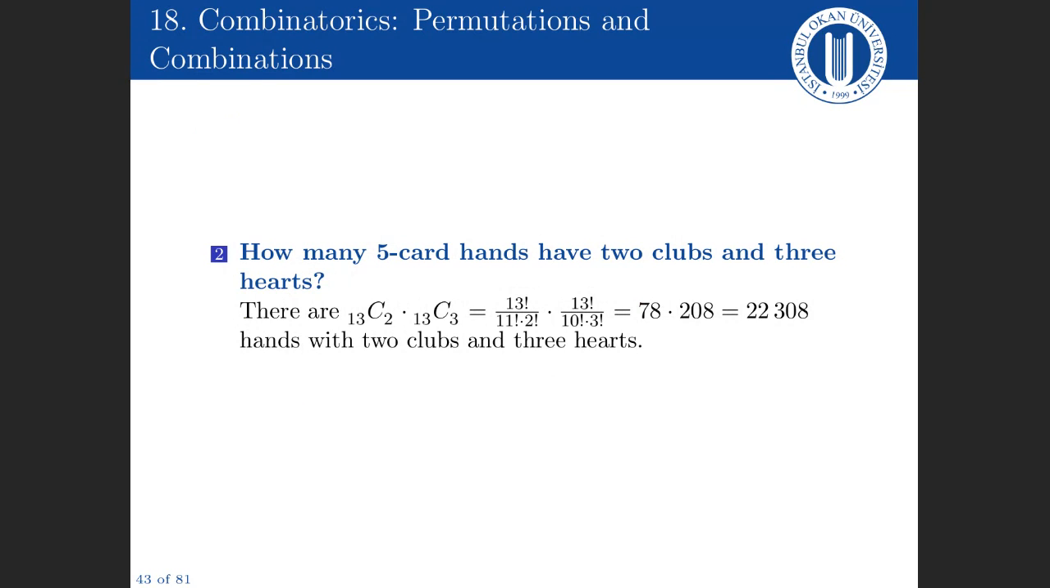How many 5-card hands have 2 clubs and 3 hearts? In total, there are 13 clubs, and we need to choose 2 of them. So we're doing 13 choose 2. And then for the hearts, in total there are 13 hearts, and we need to choose 3 of them. Multiply these 2 numbers together. 13 choose 2 multiplied by 13 choose 3. There are 22,308 5-card hands which have 2 clubs and 3 hearts.